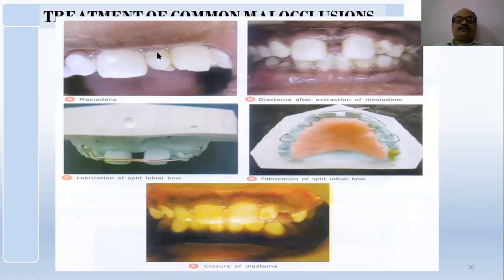So here the mesiodens is removed. We have noticed that the midline diastema is due to the mesiodens. It is removed and a split labial bow is fabricated. A split labial bow moves the right side teeth to the left and the left side teeth to the right. So after 6 or 7 months, the space is closed.